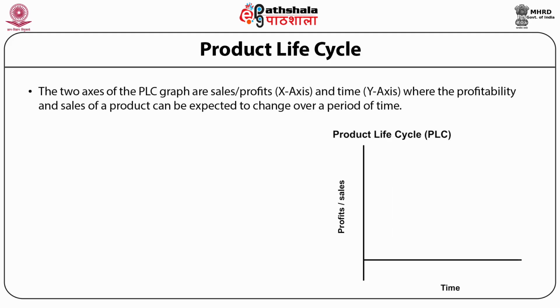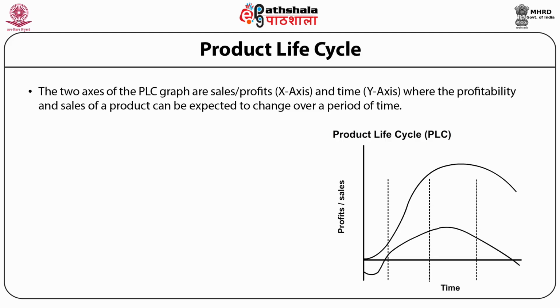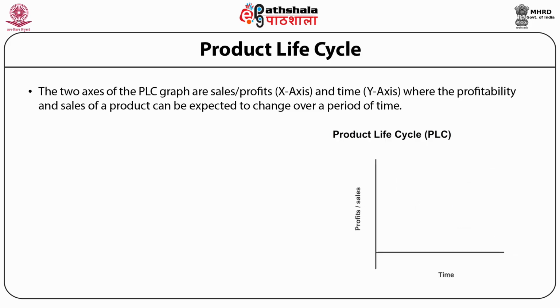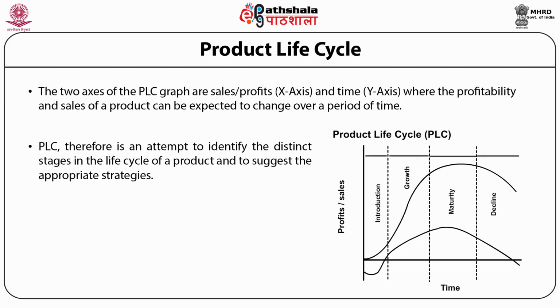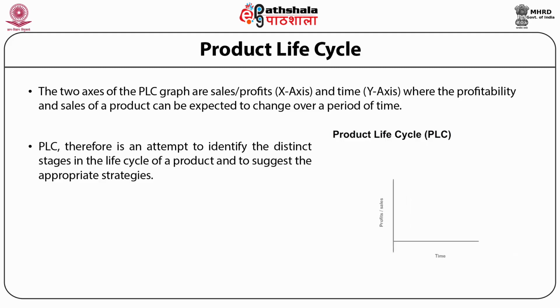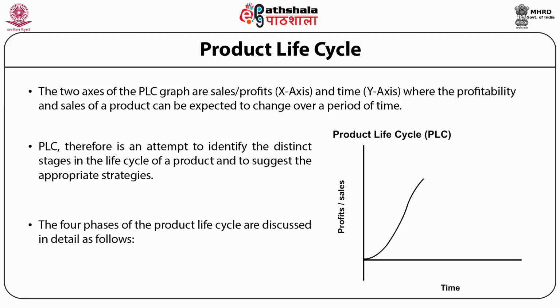The 2 axes of the PLC graph are sales/profits, that is the y-axis, and time, that is the x-axis, where the profitability and the sale of a product can be expected to change over a period of time. PLC therefore is an attempt to identify the distinct stages in the life cycle of a product and to suggest the appropriate strategy. The 4 phases of the product life cycle are discussed in detail as follows.